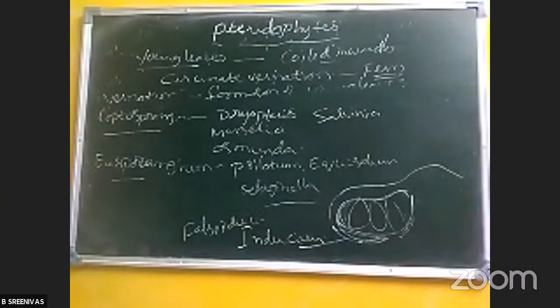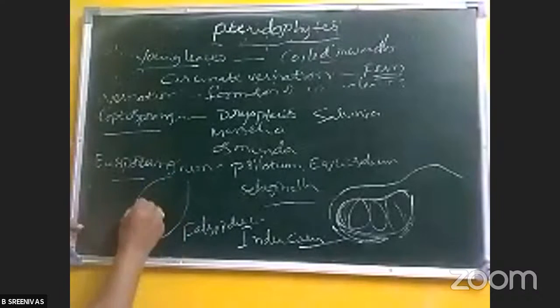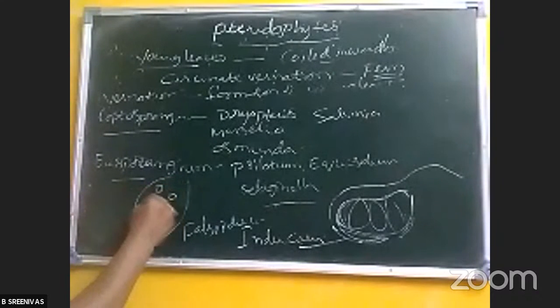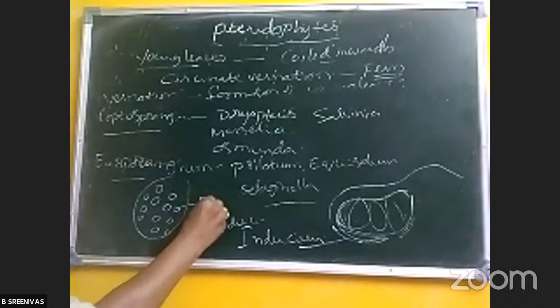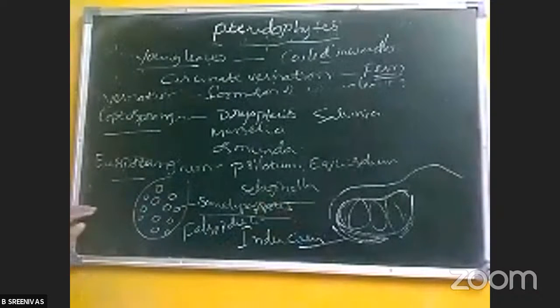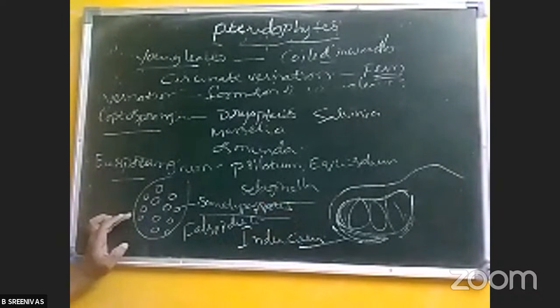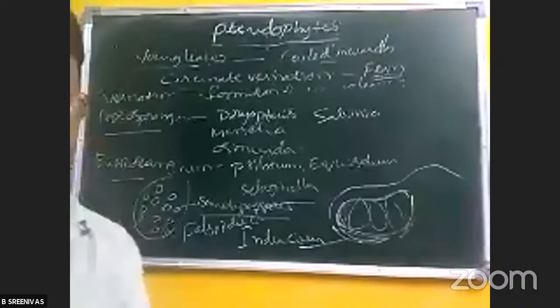Next one, type of spores. Here, inside the sporangium, if the same type of spores are produced, the plant is called homosporous. Plants that produce the same type of spores are called homosporous. Examples of homosporous: Dryopteris, Lycopodium, Pteris, Equisetum. Okay, now you can write here, homosporous.